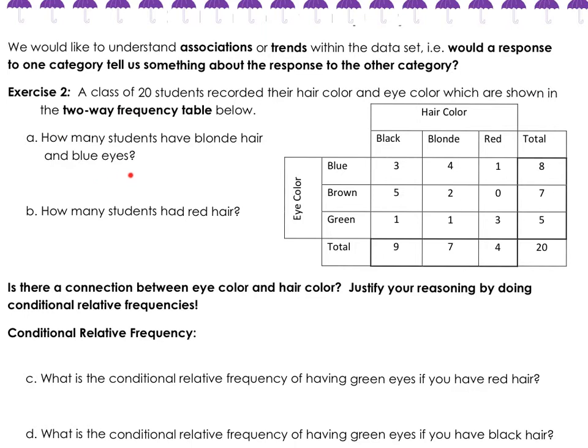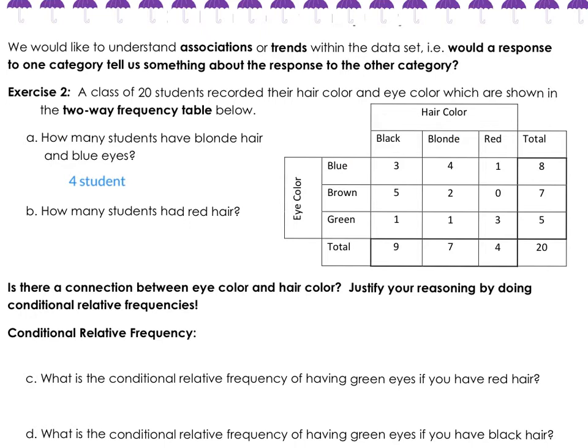So blonde hair and blue eyes, that is a joint frequency between those two. So I'm going to look over here at blonde and blue eyes and go where they meet together. So blonde and blue eyes meet together right here. So this is the number here, 4. 4 students meet that.